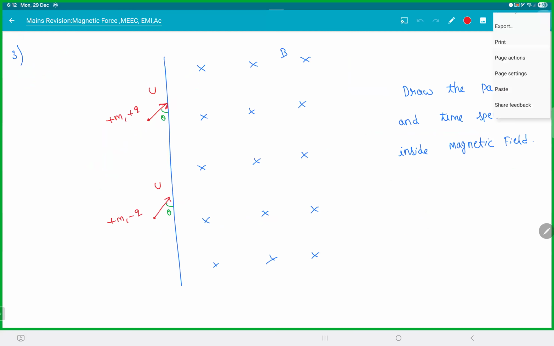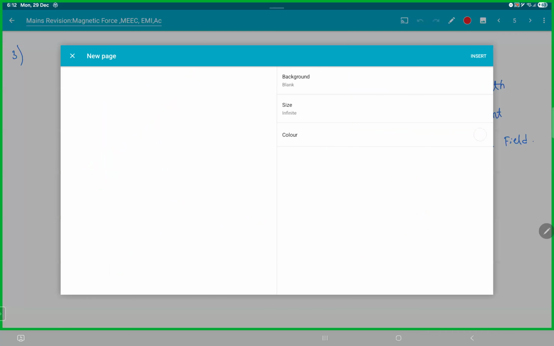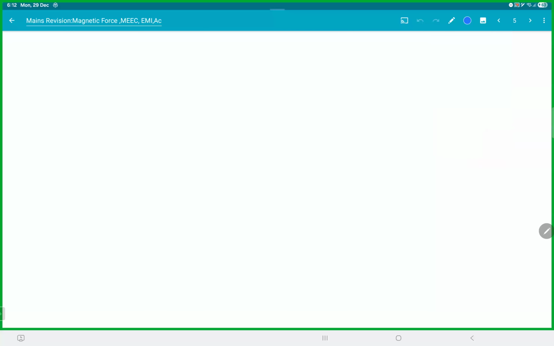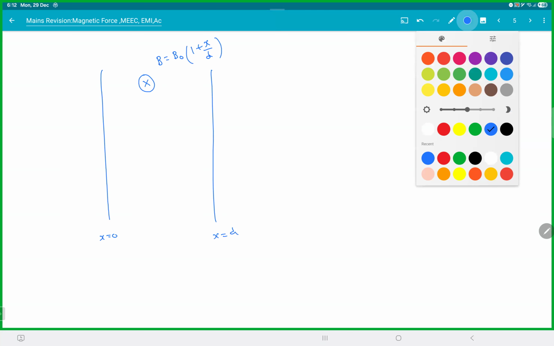Same question, you could have done something like this. What if the magnetic field here, B, is not constant? B is equal to B naught into 1 plus x by d. X is equal to 0, X is equal to d. We'll keep it simple.